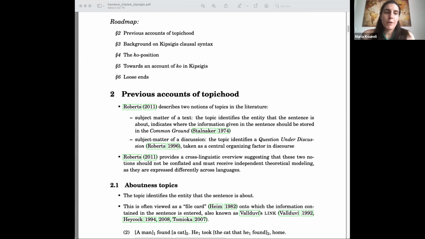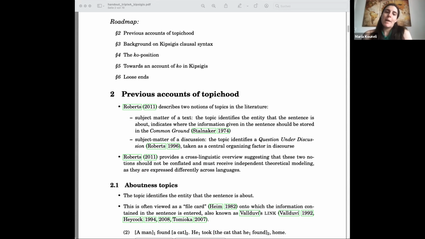So Roberts, in an overview paper, describes two notions of topics in the literature. The first one is the subject matter of a text. And here the topic identifies the entity that the sentence is about and indicates where the information given in the sentence should be stored in the common ground. The second notion of topic is the subject matter of a discussion. And here the topic identifies a question under discussion, which is taken as a central organizing factor in discourse.